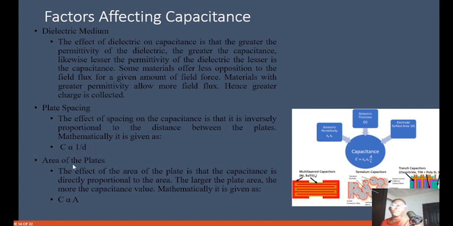The last is what? The area of the plate. The effect of the area of the plate is that the capacitance is directly proportional to the area. The larger the plate area, the more capacitance value. And this is it. Directly proportional and inversely what? Proportional. I know that we know how to do this, so let's go to the next slide.